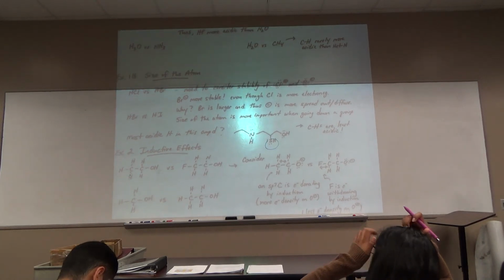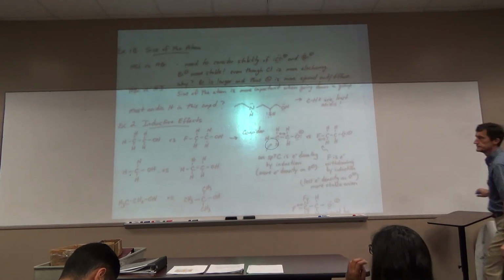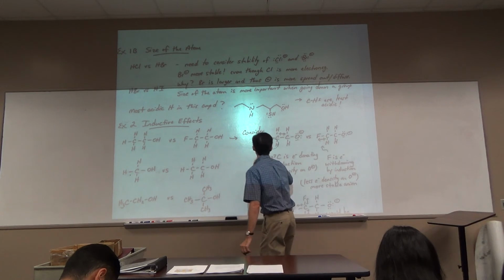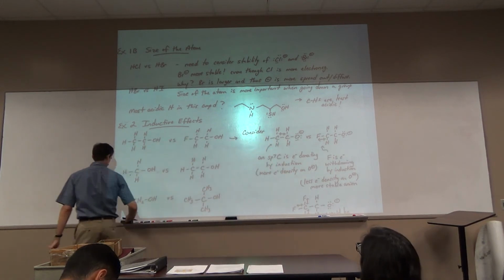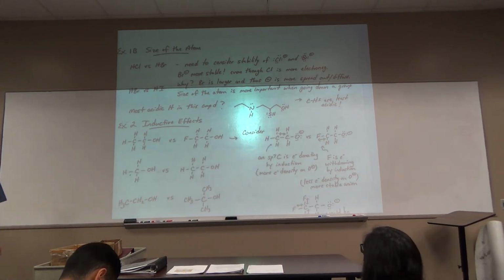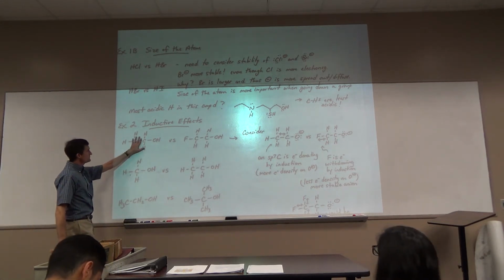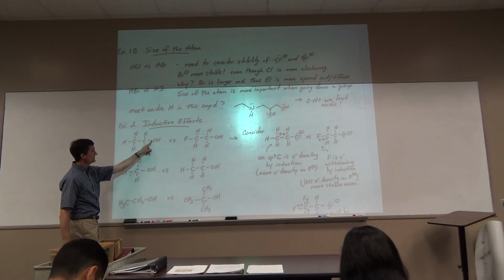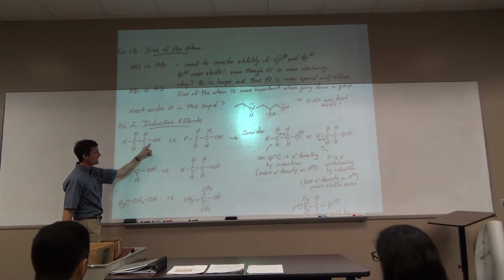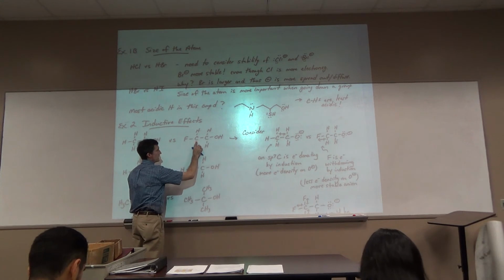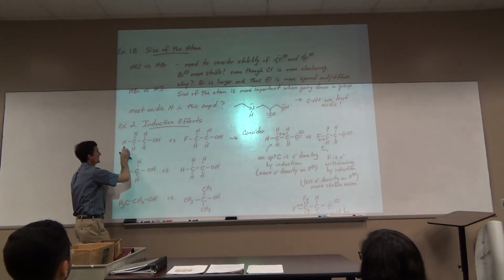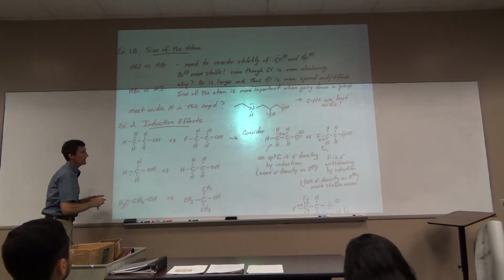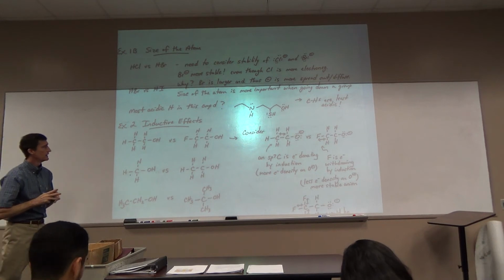Number 2 on the previous page was inductive effects. Inductive effect is a type of electronic effect. Look at these 2 examples. This is ethanol, a 2-carbon alcohol. The other is very similar to ethanol, except we added a fluorine out here. Which is more acidic?